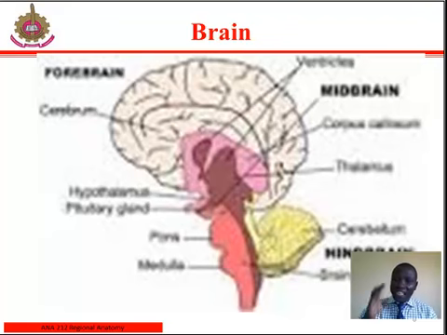The brain. The brain and the spinal cord are the central nervous system. The brain is composed of the cerebrum, cerebellum, and the brain stem, that is the midbrain, pons, and medulla oblongata.